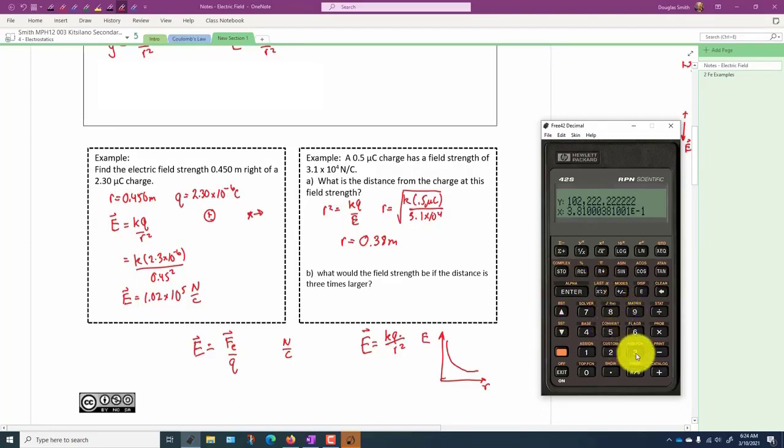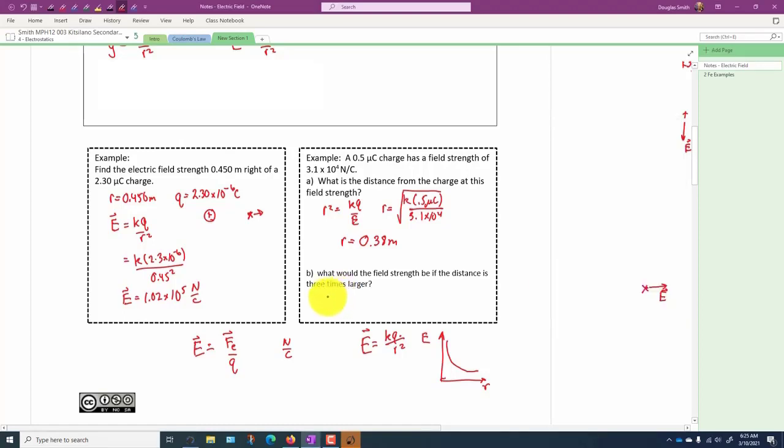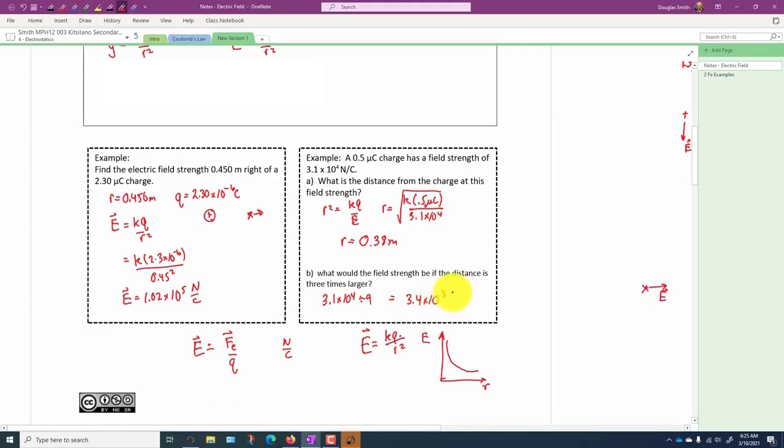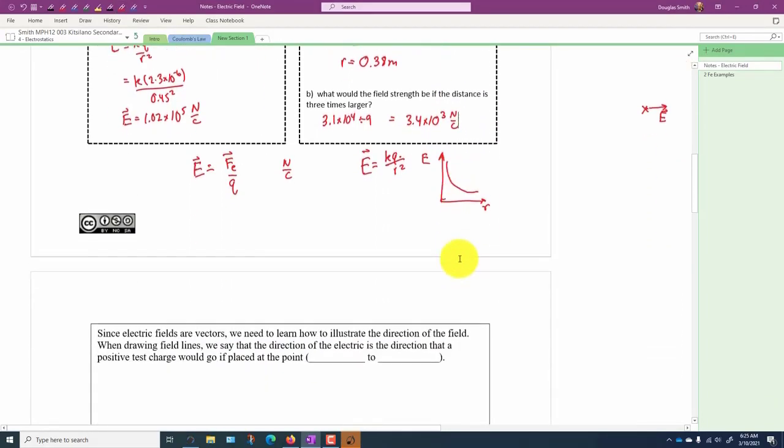So I'm going to go 3.1 times 10 to the power 4 divided by 9. So that's 3.4 times 10 to the 3 newtons per coulomb. Alrighty.